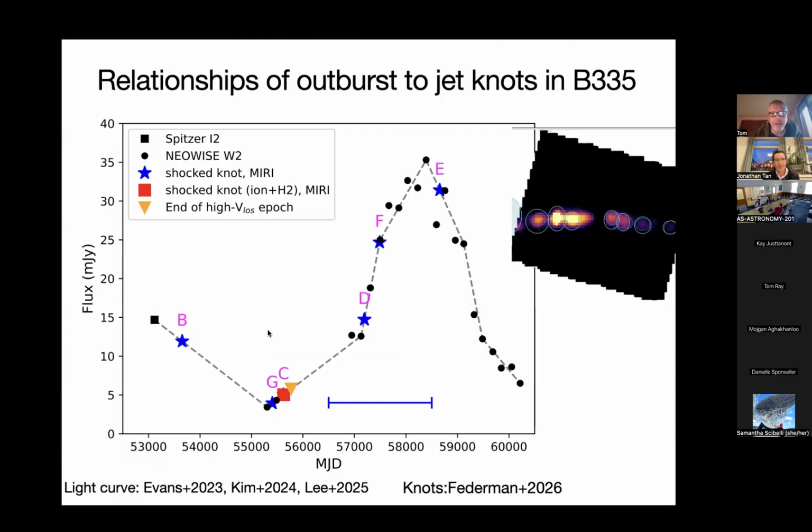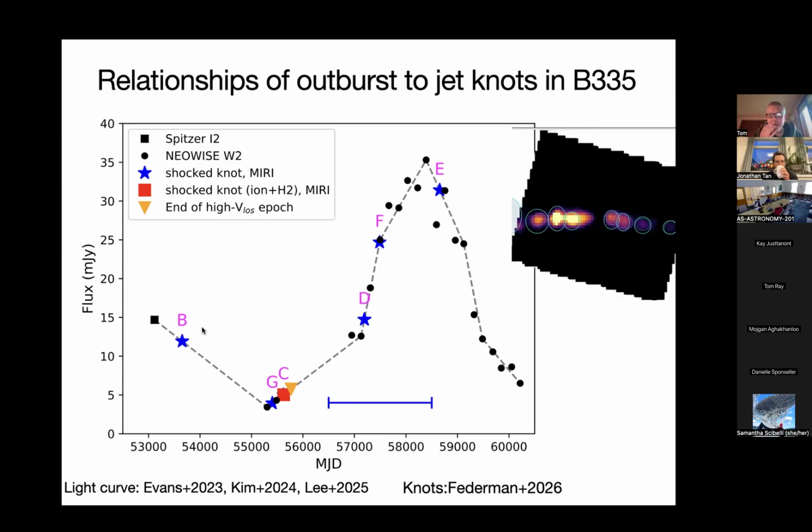All right. Now, jumping back to the connection between accretion and outflow, this is B335, one of the sources we studied in the IPA study. And this is a slightly complex figure from Sam Fetterman's paper. What you see in the dotted line is the light curve of B335, which underwent a burst while being observed by NEOWISE, which were all the little black dots.